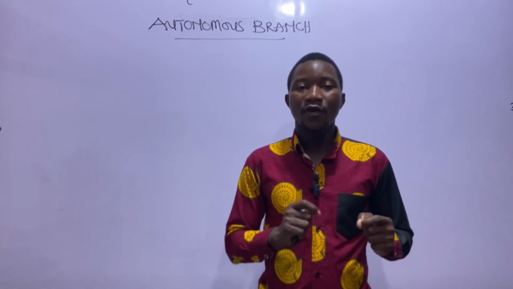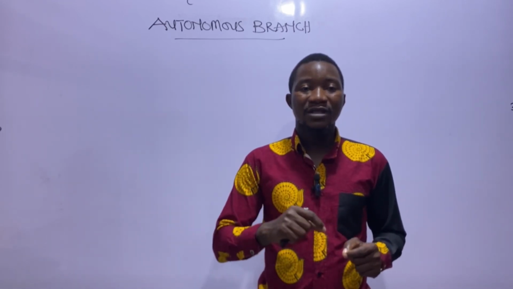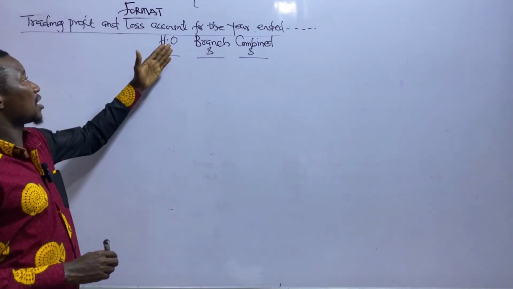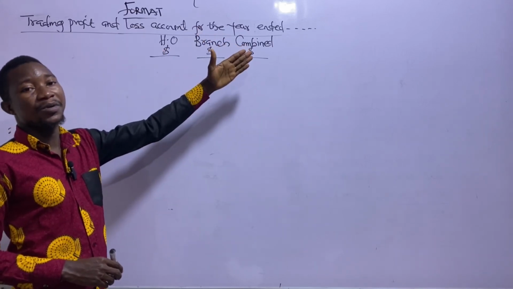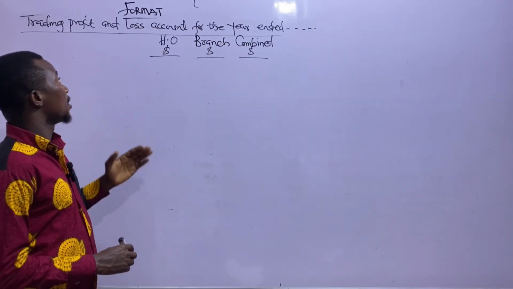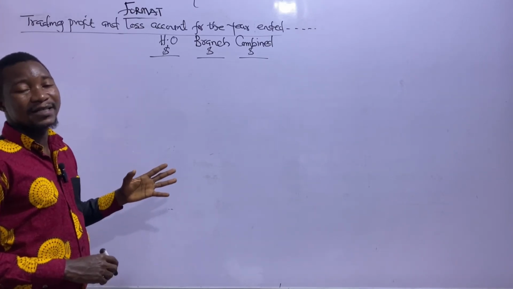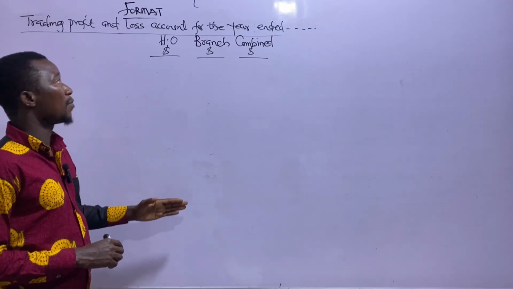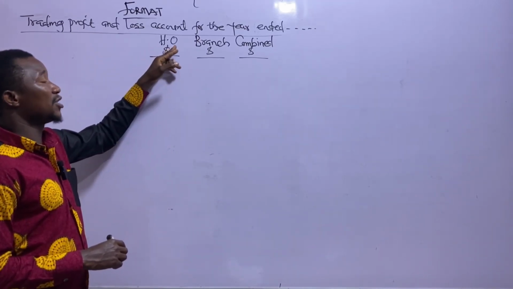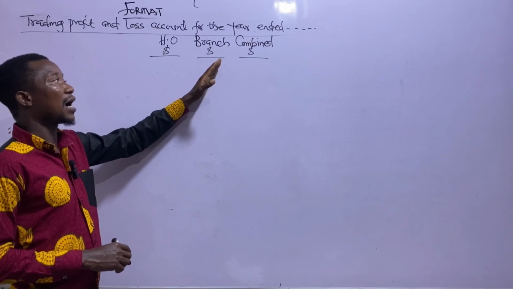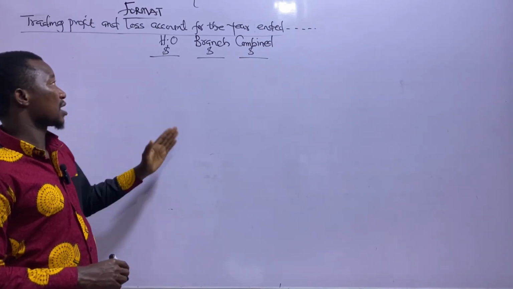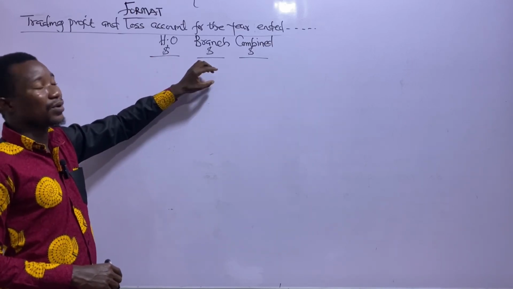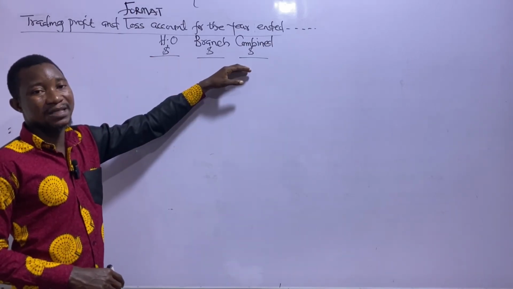So let's quickly look at the format of the autonomous branch trading profit and loss account or the income statement. Trading profit and loss account for the year ended, and for the year in which you are preparing your accounts, you bring that particular year. Now, because it is a combined income statement for the autonomous branch, we have to prepare it in columnar form by having a column for the head office, HO meaning head office, a column for the branch, and the combined trading profit and loss account. So for instance, if you have sales under head office and sales under branch, we add the two, then we have the combined. I hope this is clear.